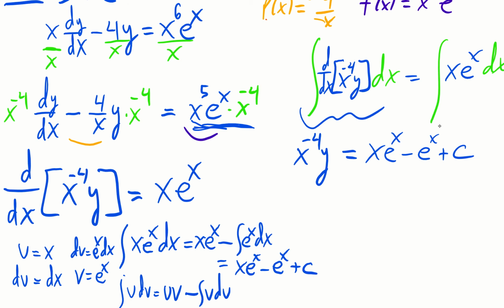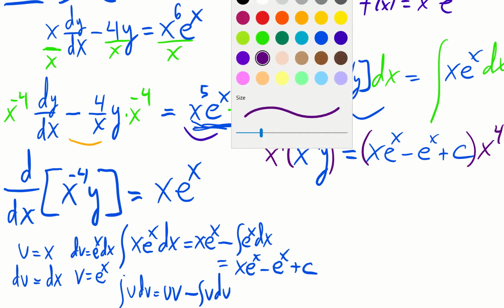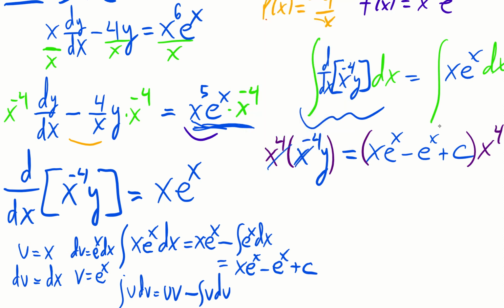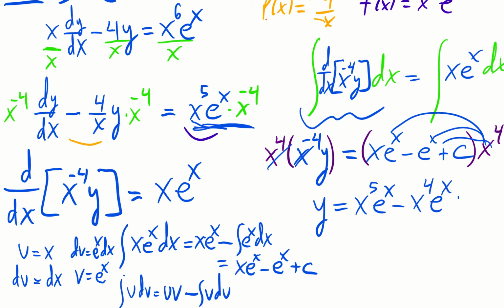The next thing we can do is you can think of it as one of two ways. To get y by itself, you can either divide by the x to the negative 4th, or this would be equivalent to multiplying both sides by x to the 4th. Algebraically, it's the same thing. And this gives us our solution. So here these cancel, because you would get x to the 0, which is just 1. So we have y equals, if I distribute this in, the first term will become an x to the 5th e to the x minus x to the 4th e to the x plus c x to the 4th.